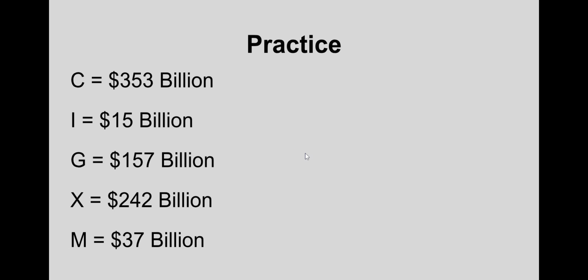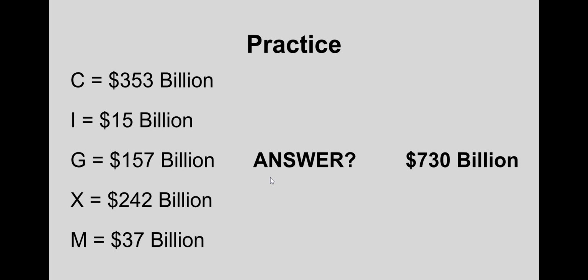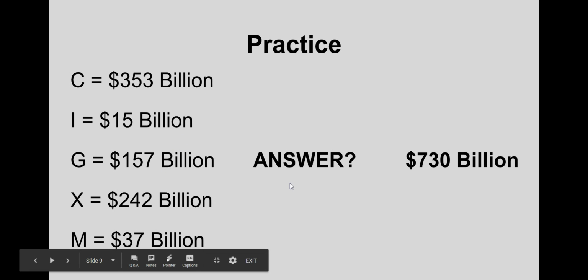All right, so we figured out the C plus I plus G plus X minus M. And what we have found out, hopefully, if you answered it properly, the answer should be $730 billion. Okay? So again, this is just kind of a made-up country. These are in billions of dollars. Gives you an idea of how to calculate.